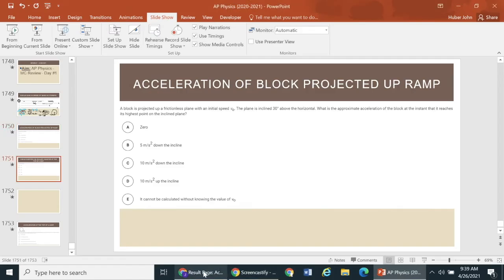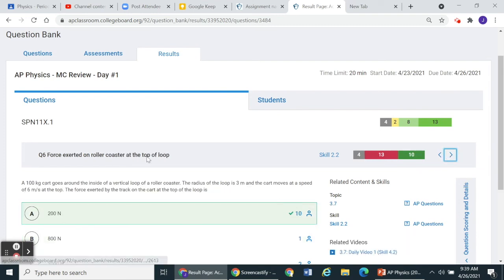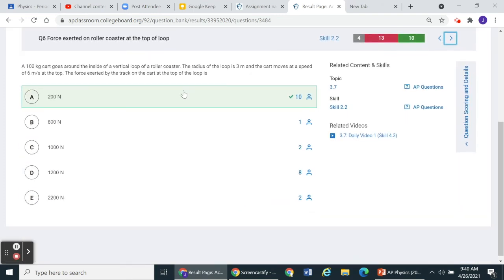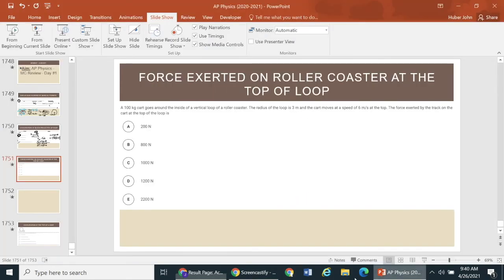Now, I'm sure the answer spread may be all over the place here. Force exerted at the top of the loop. The answer here is 200, and we kind of have answers all over the place. Most people said the answer is 1,200. So let's go ahead and take a look at this here.